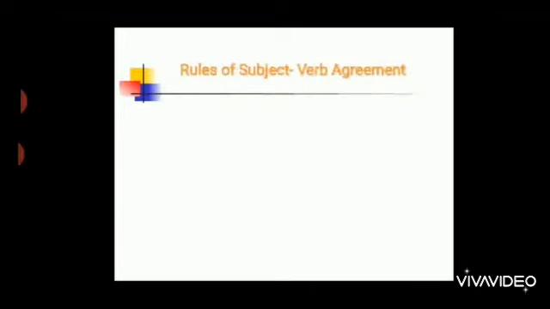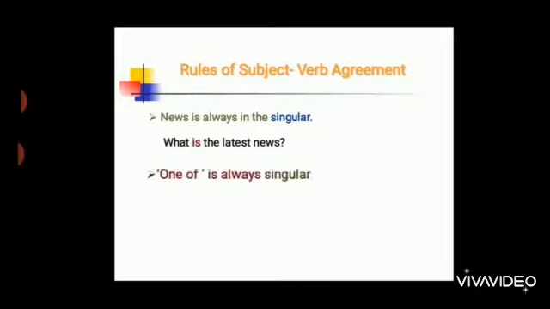Now let's look at a few more rules of subject-verb agreement. News is always singular, so we use singular verbs. For example, what is the latest news? As we can see, we've used a singular verb here, that is, is. One of is always singular. So in this also we use singular verbs. For example, one of my books is torn. Here again we've used a singular verb, that is, is.